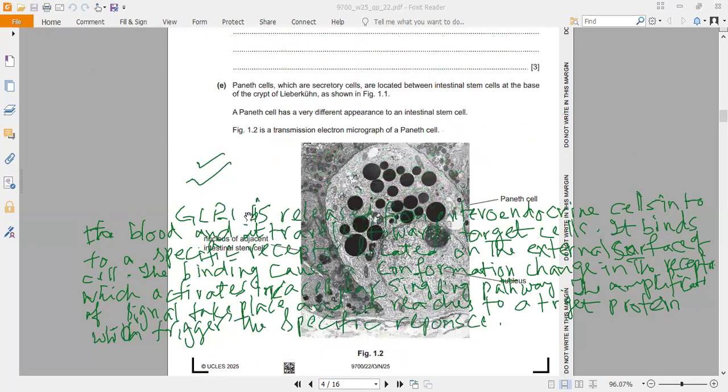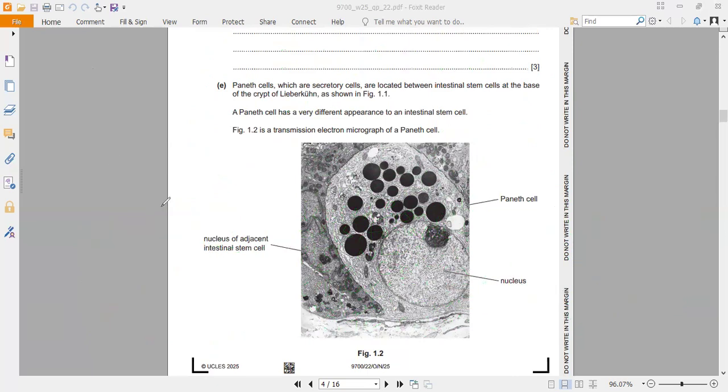Now, the next part E is there to discuss. Paneth cells, which are secretory cells, are located between intestinal stem cells at the base of the crypt of Lieberkühn. As shown in figure 1.1, a Paneth cell itself has a very different appearance to an intestinal stem cell. Figure 1.2 is a transmission electron micrograph of a Paneth cell. You can see it is magnified.